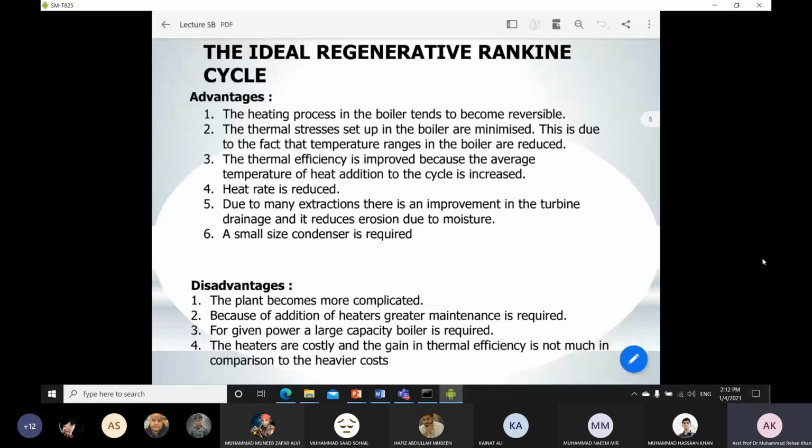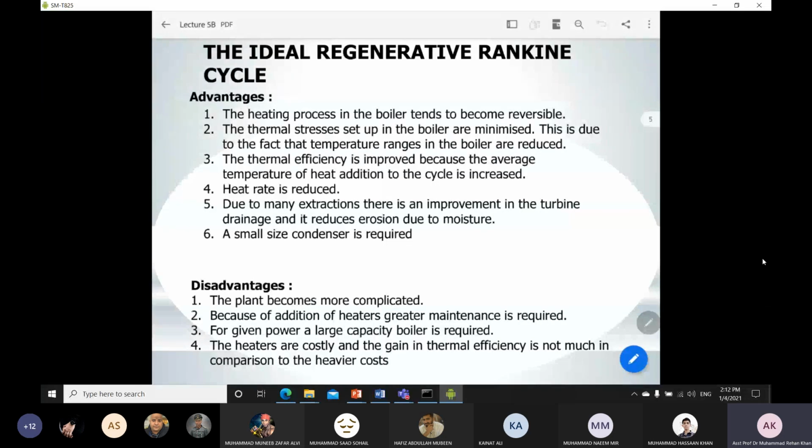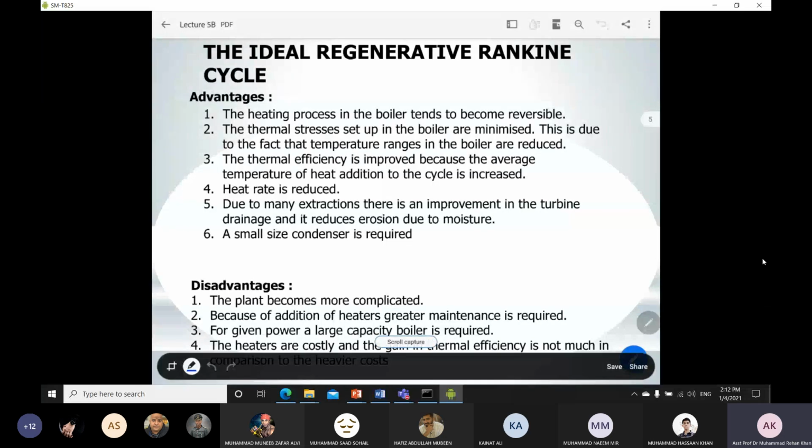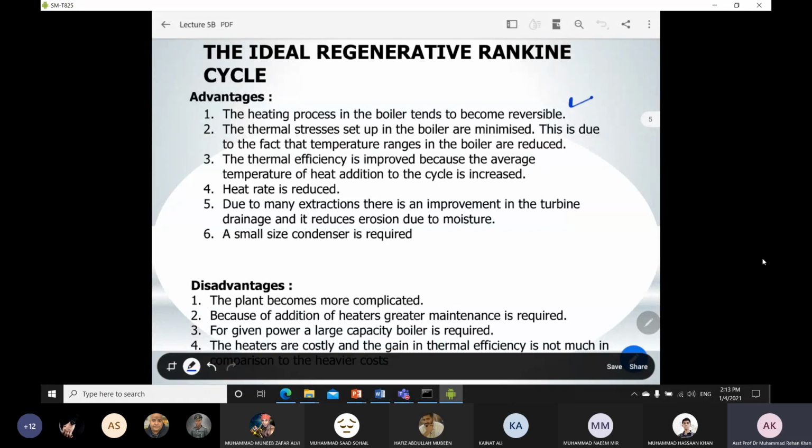Coming towards some advantages of the regeneration process, or adding the feed water heater. The heating process in the boiler tends to become reversible, which is a good thing, because it means we have less energy losses, so we can utilize more of the energy supplied over there. The thermal stresses set up in the boiler are minimized. This is due to the fact that temperature ranges in the boiler are reduced. So what is the meaning of this statement?